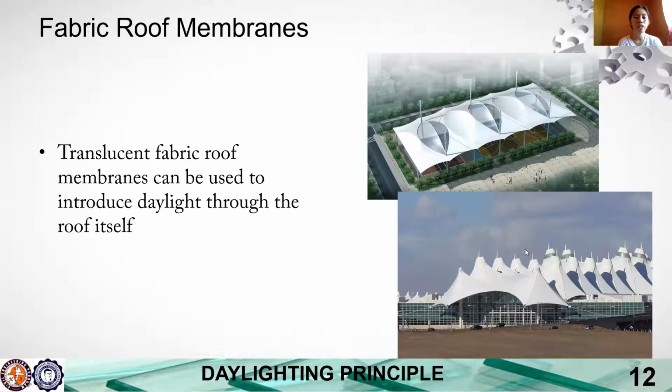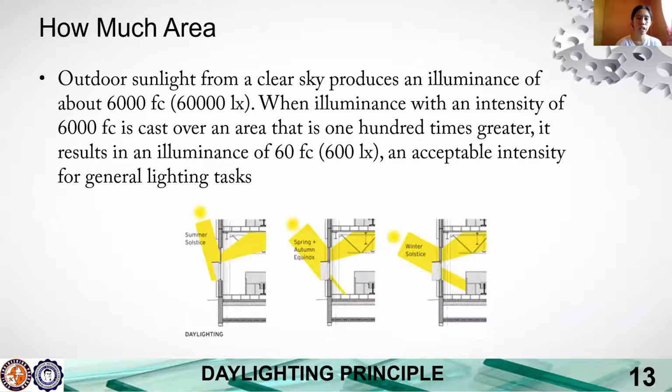So fabric structures may be divided into two categories, which are tension and air supported. Air supported structures use a membrane supported by air pressure to act as the roof and walls of the structure. And then the second one, tension structures, use a membrane supported by a cable to act as the roof of a structure. So next we have how much area.